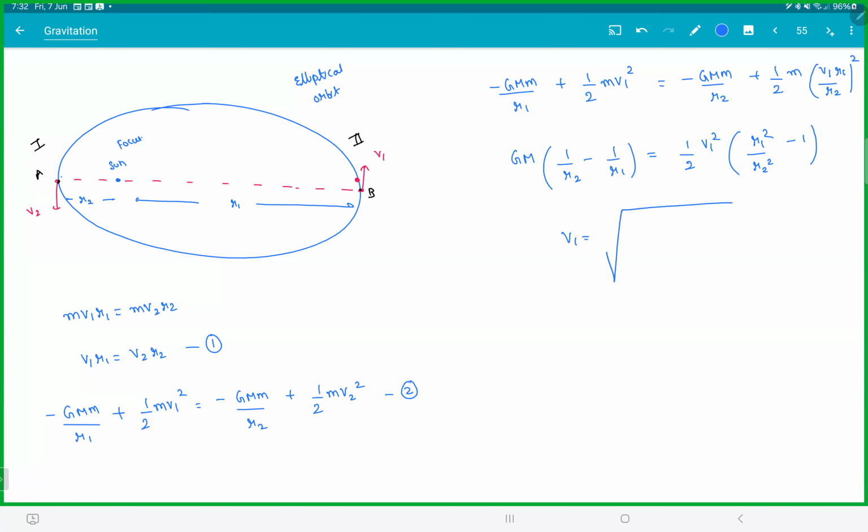So v1 would be root over 2GM times (r1 minus r2), and that will be r1 square minus r2 square, which gives you r1 plus r2 in the denominator. So this will be r2 and this will be r1. Check. Same way you can do with v2. V1 r1 is equal to v2 r2. You can substitute. So 2GM r1, this will be r2, this is r1 plus r2.